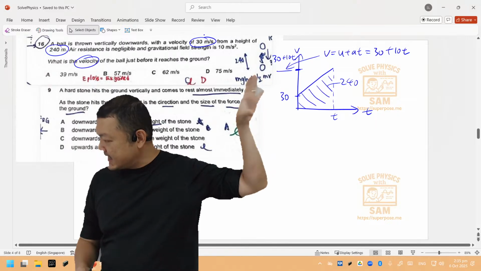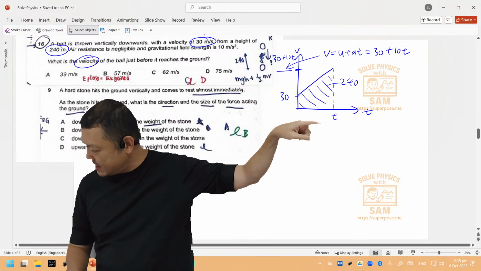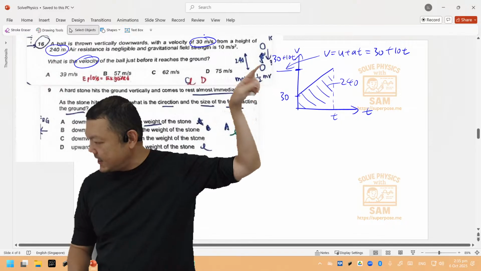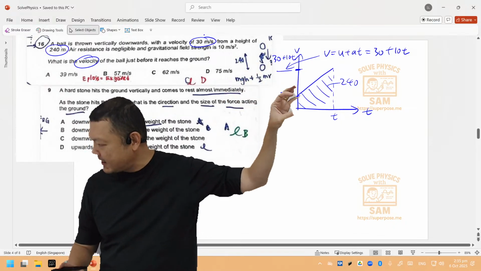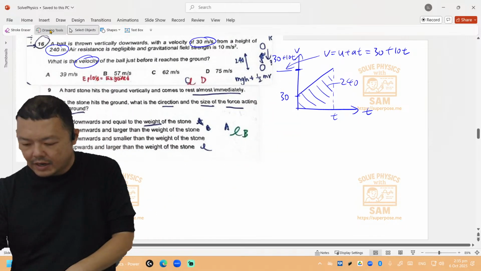So the trick here is that you actually can solve for t. Then after that, sub in t into this one here to find the final velocity. You can do that. So it's a bit of math. It's a bit of graph work. So let's try this first, okay?